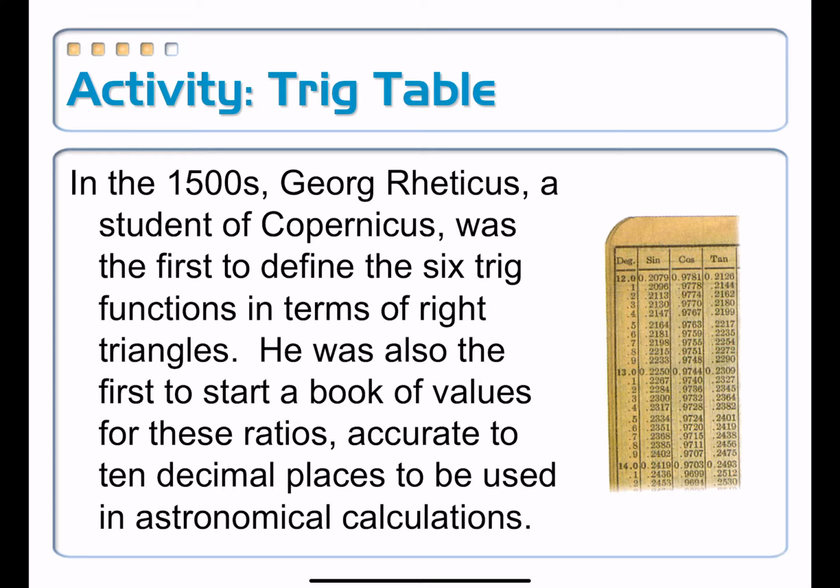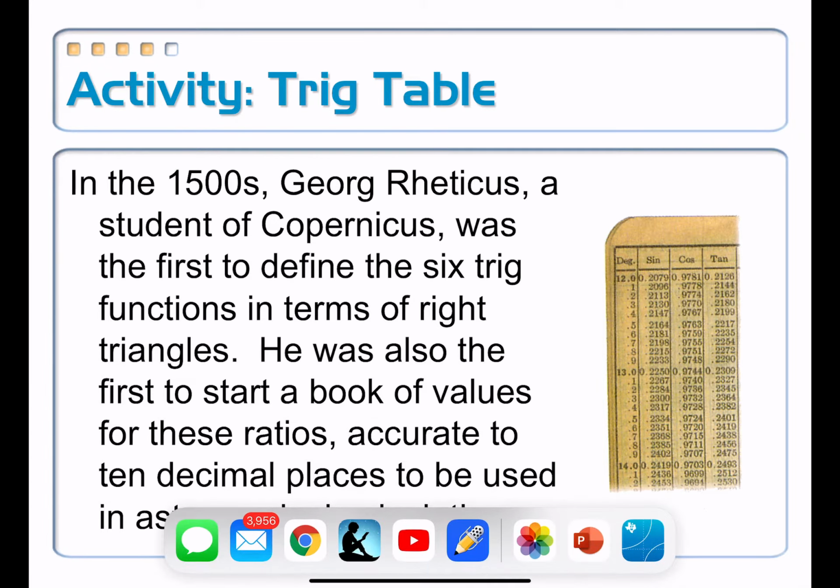Very, very controversial. Anyway, he was the first to define the six trig ratios, the trig functions, in terms of right triangles. So prior to this, trig did exist, but it wasn't tied to right triangles. This was the first guy to tie those things together. He also started a book of trig values for these ratios, accurate to 10 decimal places, that they could use in astronomical calculations.